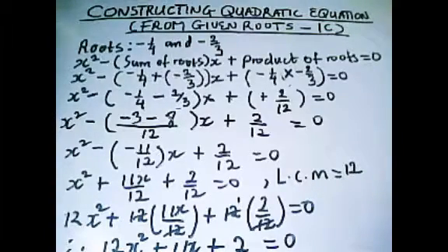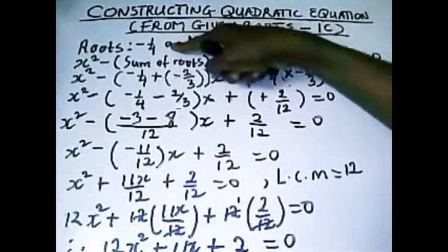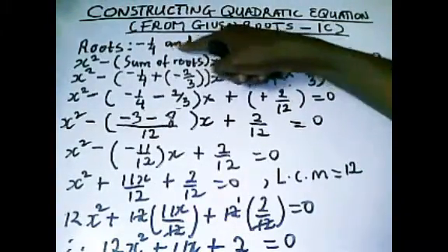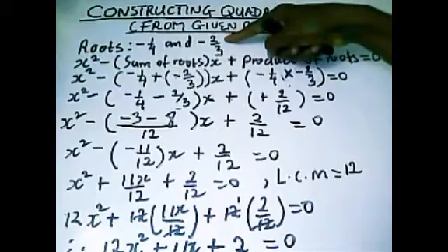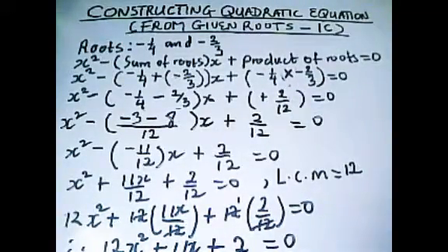So the quadratic equation whose roots are minus 1 upon 4 and minus 2 upon 3 will become 12x squared plus 11x plus 2 equals to 0. So there you have it. That is the answer to the question. So I hope you enjoyed this lesson.